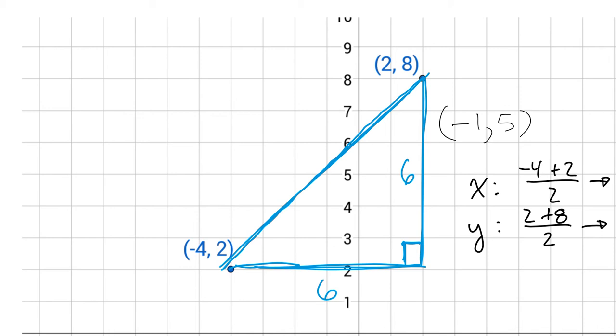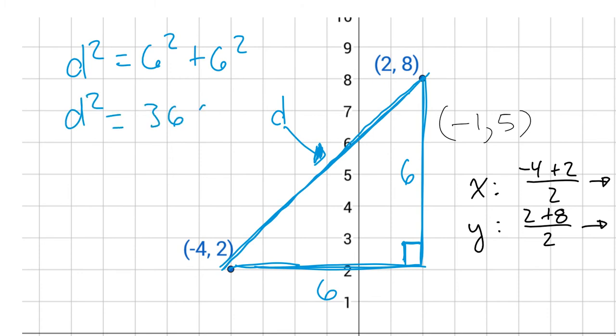So what I'm looking at is this triangle with legs of 6 and 6. I could label this anything. I'm just going to call it d, the distance between the 2 points. I can say that d squared is equal to 6 squared plus another 6 squared. So d squared is 36 plus 36, which is 2 times the number 36.